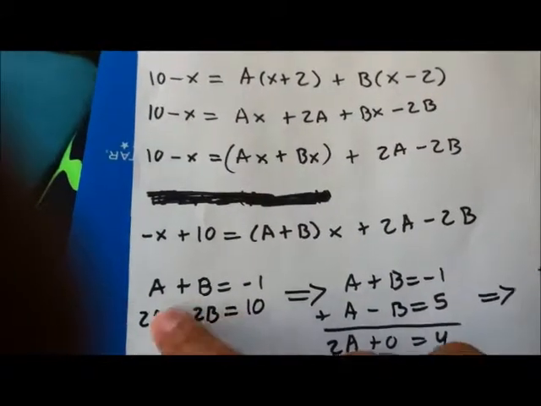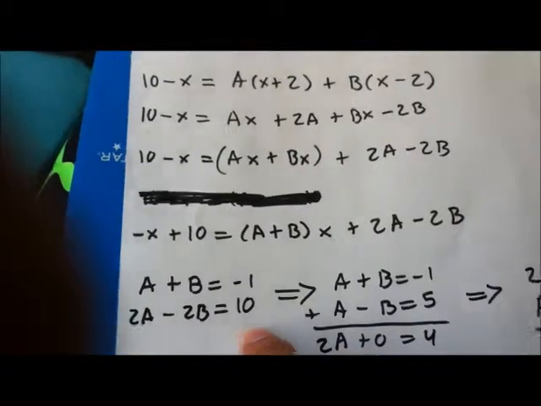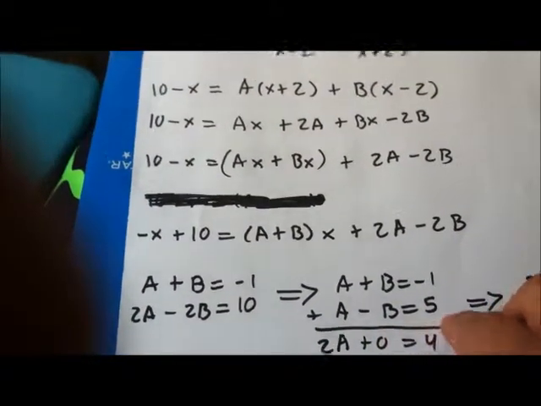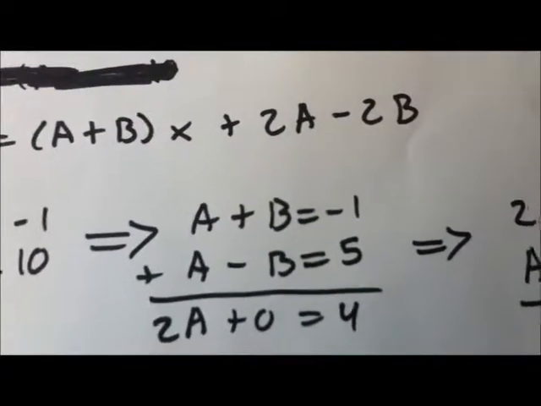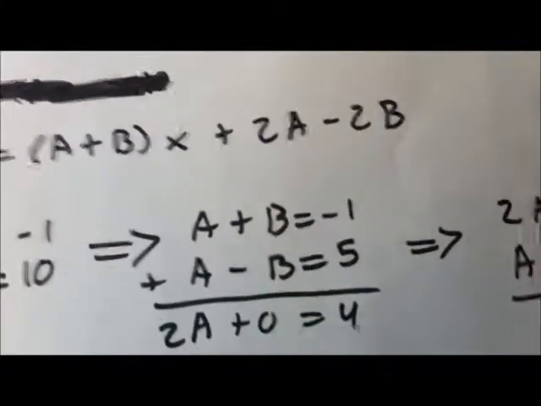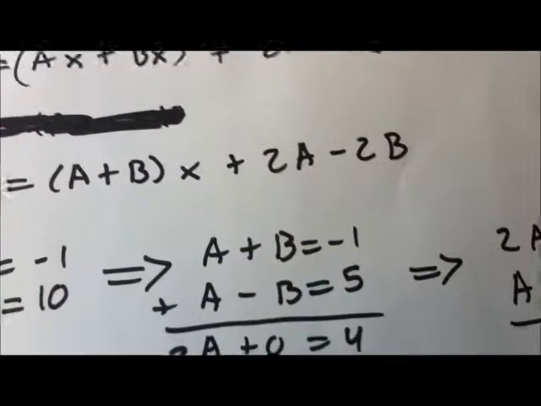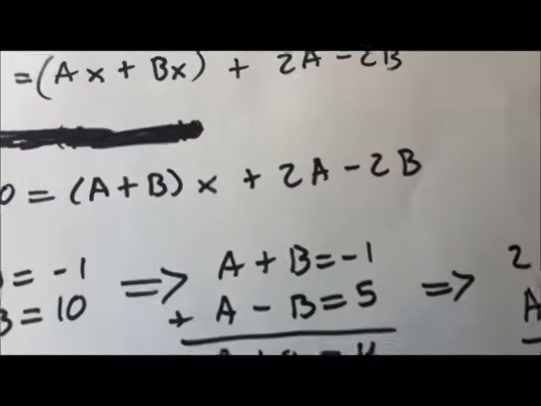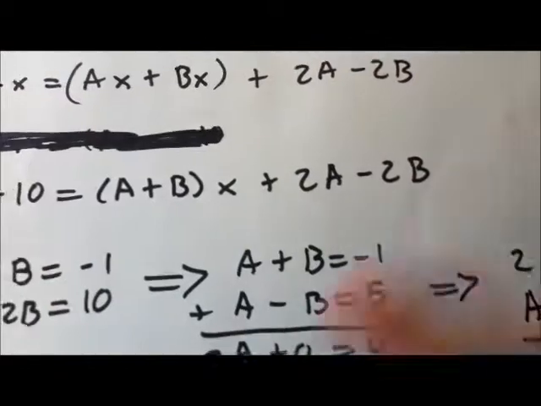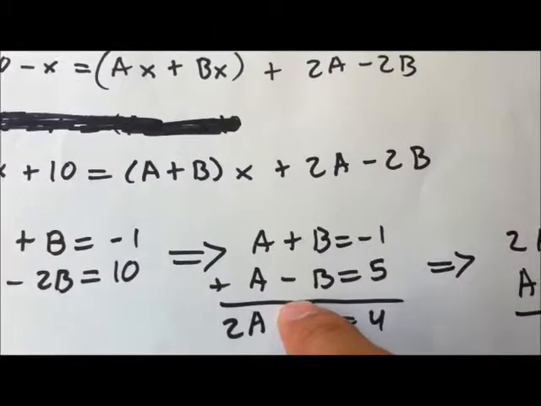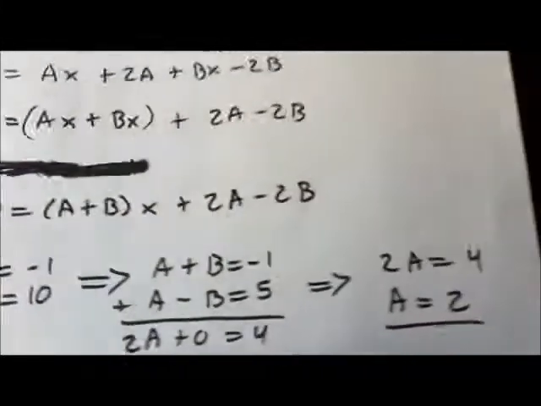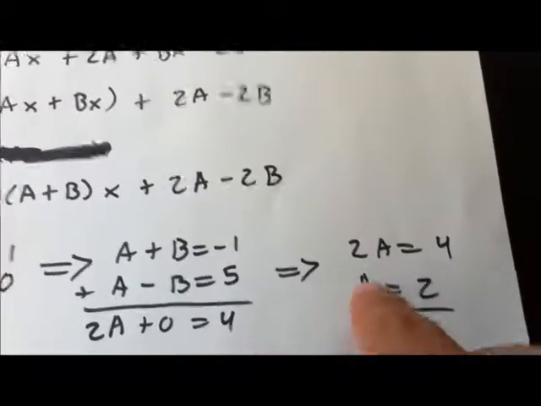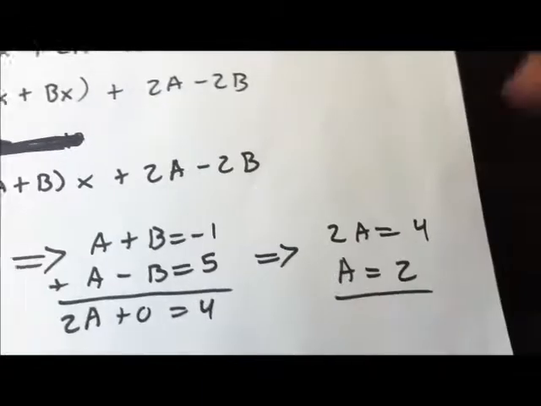Simplifying this equation, we divide by 2 on both sides. We get that A minus B equals 5. So now we have two equations and two variables, and we can solve for the two variables. Here you add both equations, and you end up with 2A equals 4. When we solve for A, we get that A equals 2.